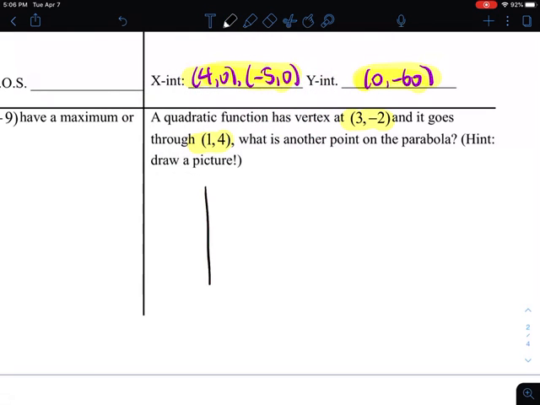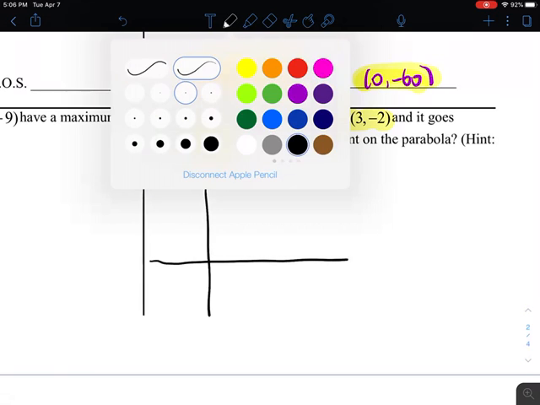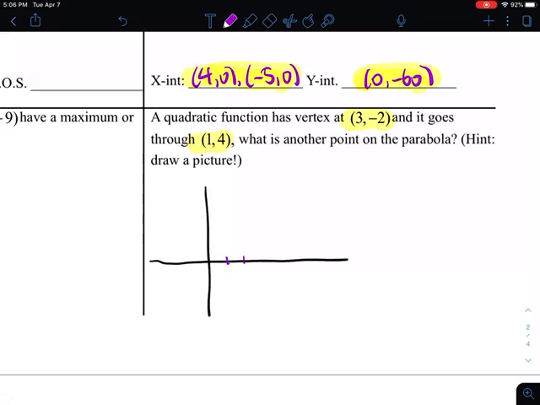Let's first draw a picture. Here's my axis. My vertex is at (3, -2). So 1, 2, 3, negative 2 is going to be here. And it goes through the point (1, 4). So 1, 2, 3, 4, here it is. Okay, so here's my vertex all the way down here.